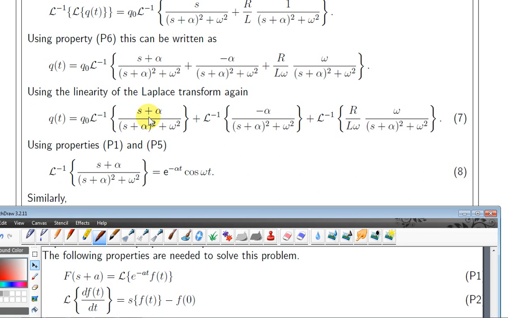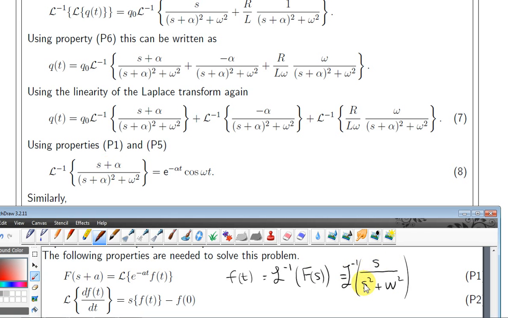Now, as I said earlier, we need to apply the shift theorem here. S is shifted by an amount alpha. So here's the shift theorem that we use. To get the inverse transform of big F of S plus A, which we're calling this thing, we have e to the minus a times t. Well, a is alpha in this case, and that's multiplied by little f of t, where little f of t is the inverse transform of big F of S. So big F of S is just this fraction with S plus alpha replaced with S.